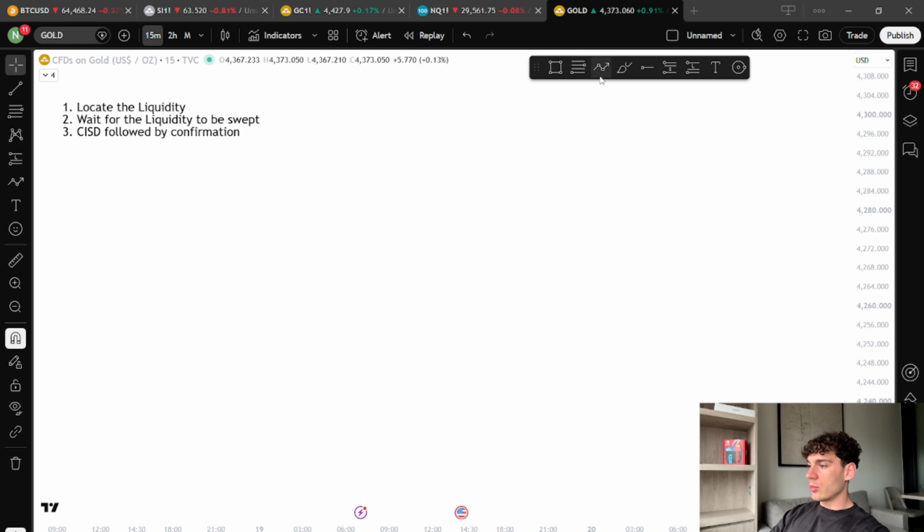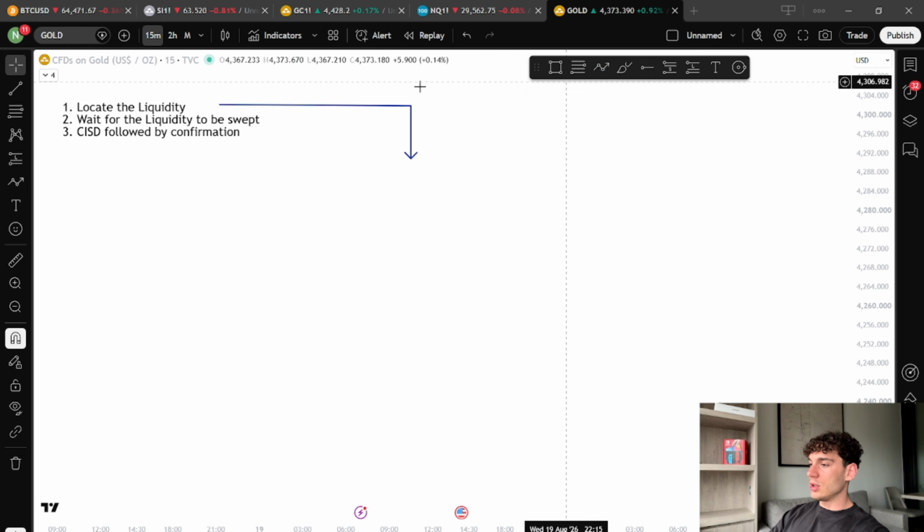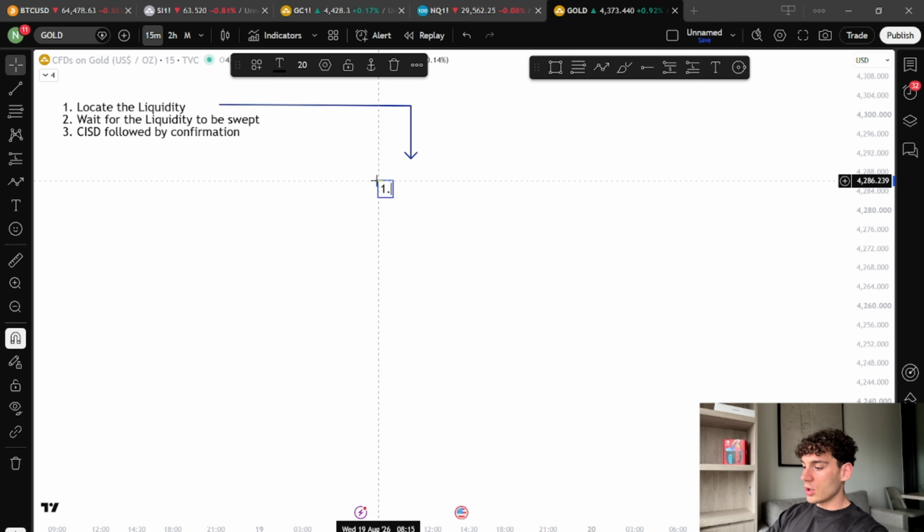So I'm gonna start explaining the first one straight away. In order to be able to locate the liquidity, you need to know which areas in the chart are having actually liquidity. So liquidity in charts is usually located in these areas. So number one is gonna be swing highs and swing lows.